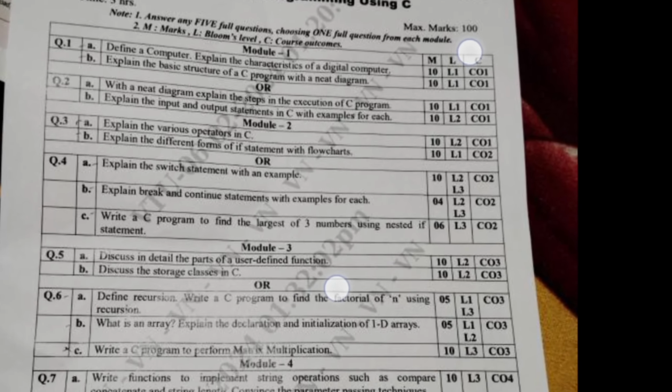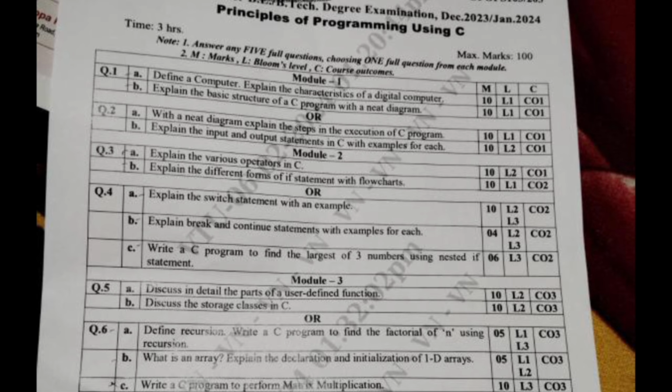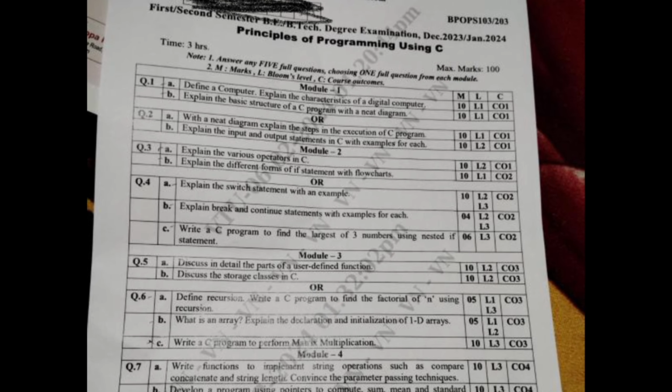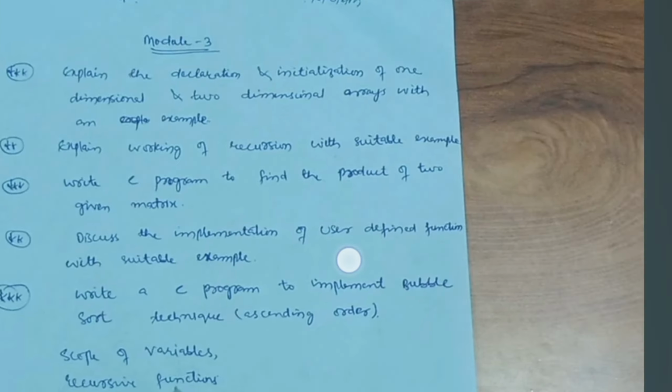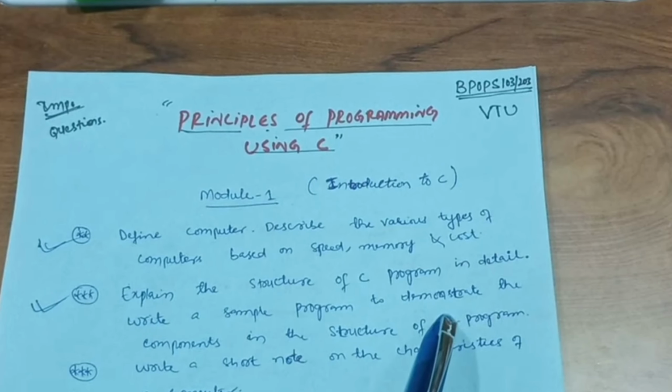See the first question: define a computer, explain the characteristics of a digital computer, explain the basic structure of a C program with a neat diagram. Let me show you my passing package over here. This is the Principles of Programming using C.